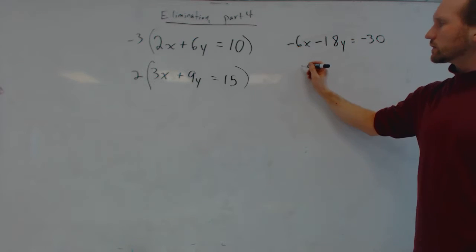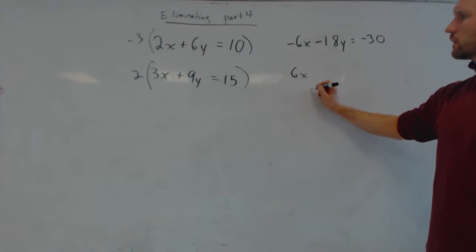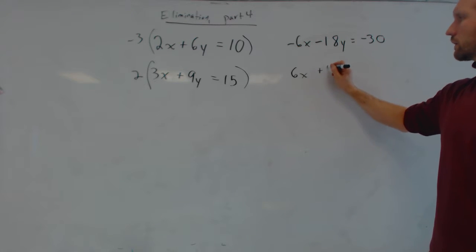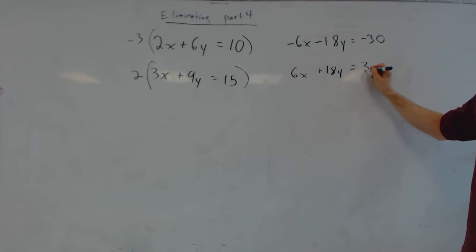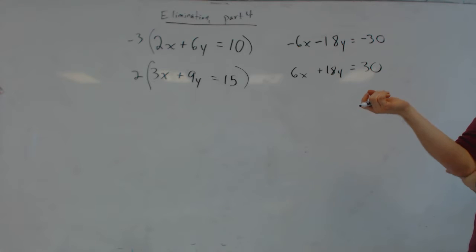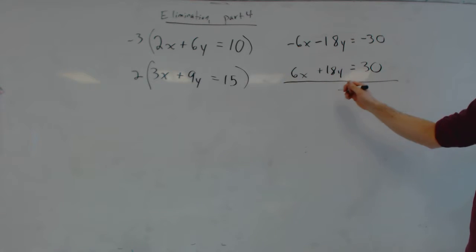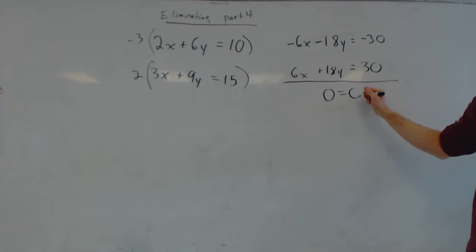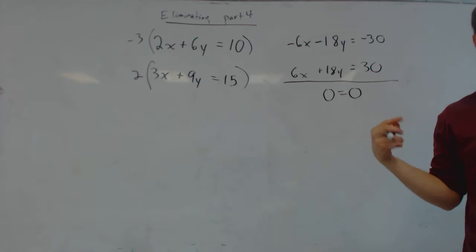What do I have in the second equation? 6x plus 18y equals 30. So it's infinite solutions. Yeah. There's a couple things we can do here. One of them is, if I add these together, I get 0 equals 0, which is true, which suggests that I have infinite solutions.